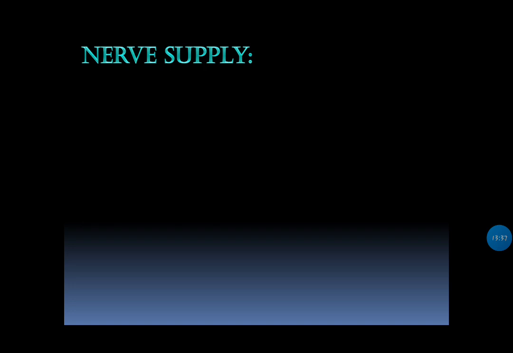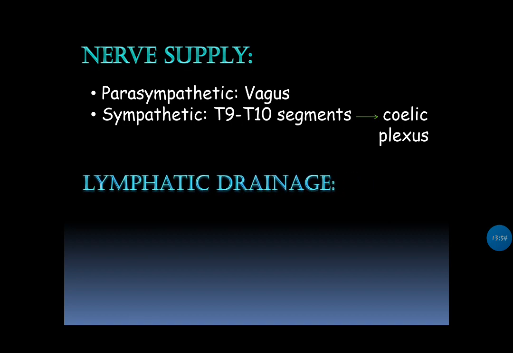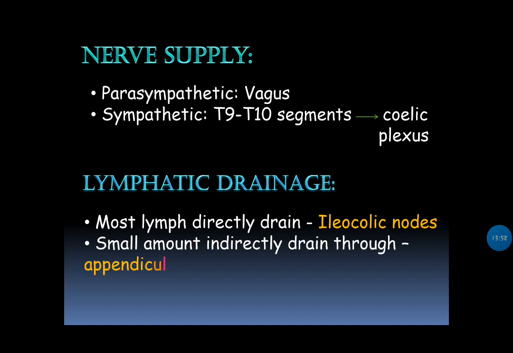Next heading is the nerve supply. The parasympathetic nerve is derived from the vagus nerve and the sympathetic nerves are derived from T9 and T10 segments of spinal cord through the colic plexus. The next one is the lymphatic drainage. Most lymphs are directly drained into ileocolic nodes and some amount are indirectly drained into the appendicular nodes.